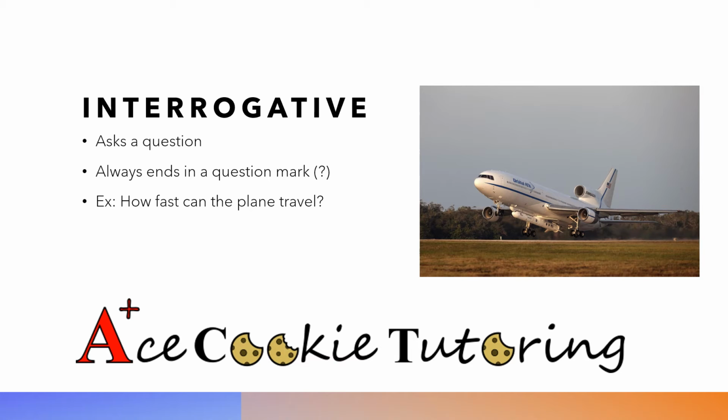So our first example, how fast can the plane travel? And the next example, why does a plane make my ears pop? Okay, so both of these are questions. We can't make these into statements, so not declarative, and we can't make them into commands, so they have to have question marks, so they have to be interrogative sentence types.